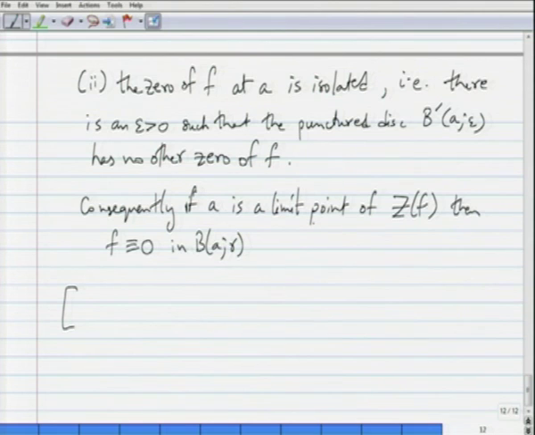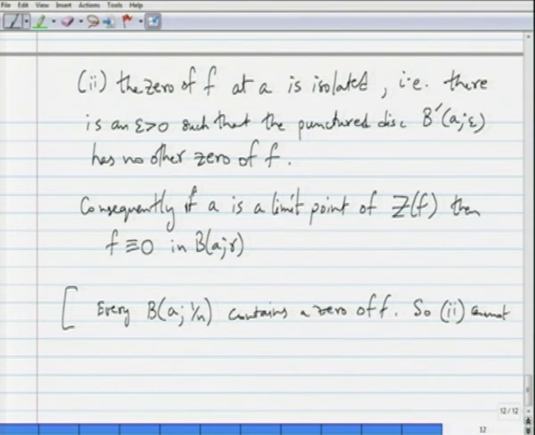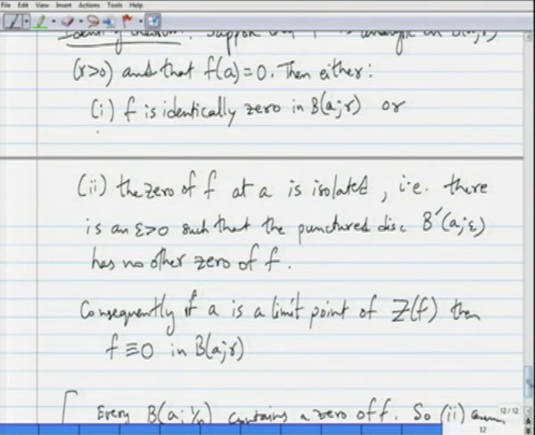well, if a is a limit point of Z of f, so what that means is that every epsilon neighborhood, so every B(a, 1/n), let us say, contains a 0 of f, an element of Z of f. Okay. So, 2 cannot happen, which implies 1 has to happen. Okay. So, which means f is identically 0 there.